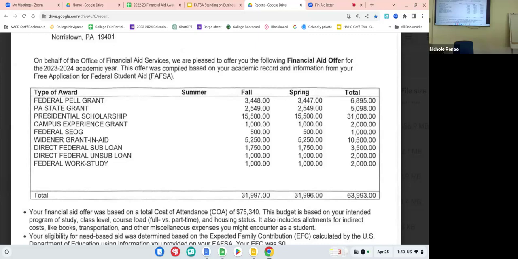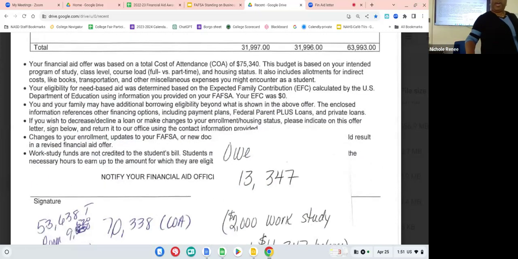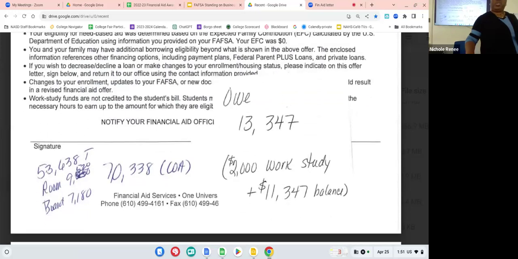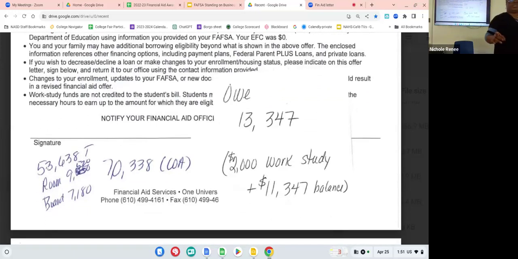So they shouldn't put this in your letter because it's making you think that you have some money that you don't. So anytime you do your calculations or when you sit with me, I'm crossing that out. So the student really doesn't get 63,993, they're getting 61,993. You got it? Okay. So on here, I think I wrote some notes here. So after we did the math for this particular student, they still owe $13,347, even though they gave them all that money.